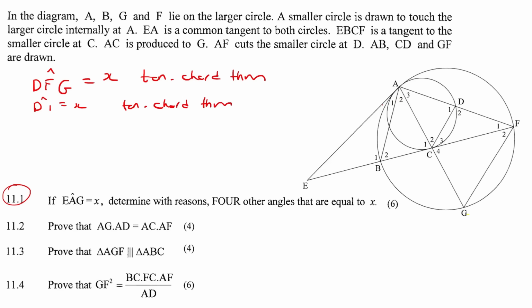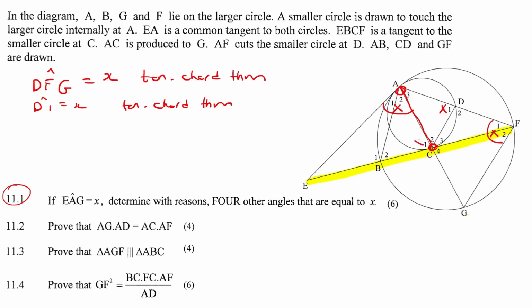Okay, so let's see what we have so far. We now know that this is X, and this whole angle is X. This whole angle EAG is also equal to X. And now the next one, remember they told us that this over here is also a tangent to the small circle. So if there's a tangent, here's a chord. So the angle between them would be that angle there, C1. And if you look at this chord, where does it come together? Well, it comes together at D1. So it means that D1 must be the same as this one.